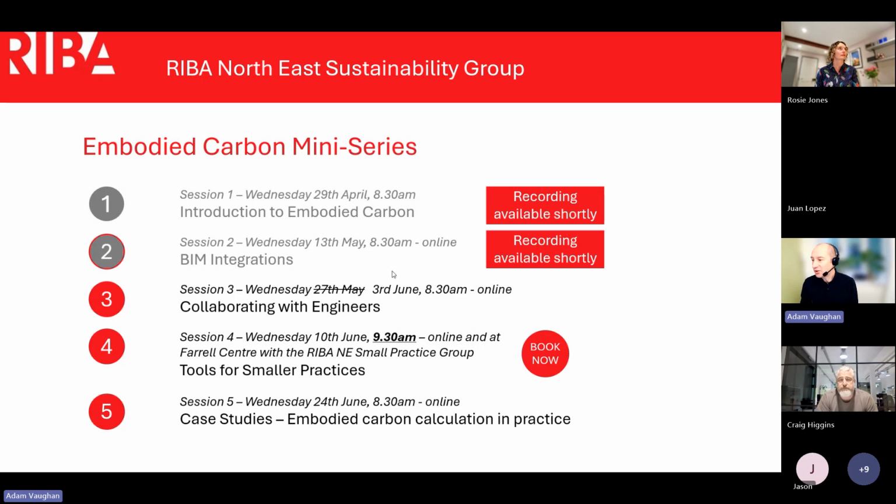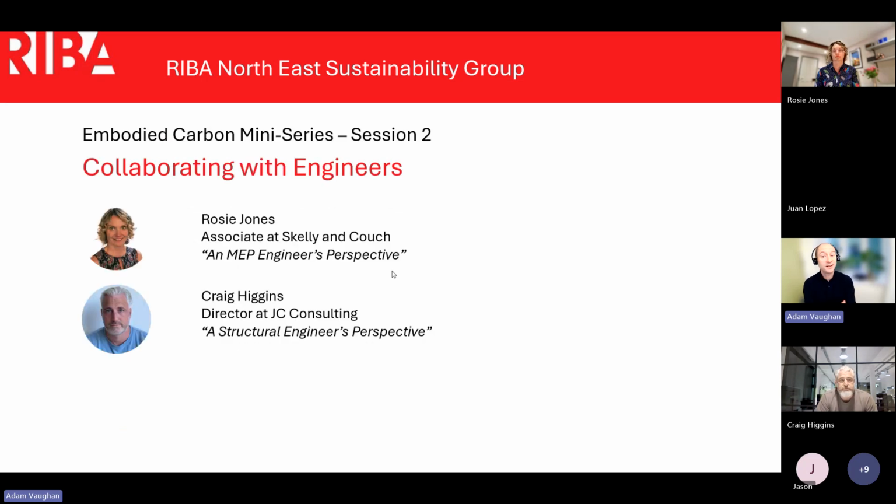So today's session is focused on how design teams can collaborate to drive down embodied carbon. So we've got speakers from the MEP engineering and structural engineering professions, two great speakers, and we've asked them really to talk about what they do, how they think about embodied carbon, what architects need to know, and how we can work together. They're both going to talk for about 15 to 20 minutes, and then we'll have a Q&A session. So please leave your questions in the chat and we'll pick these up at the end.